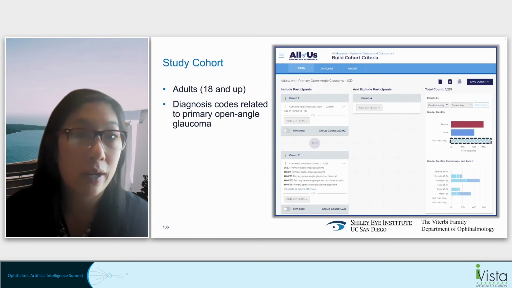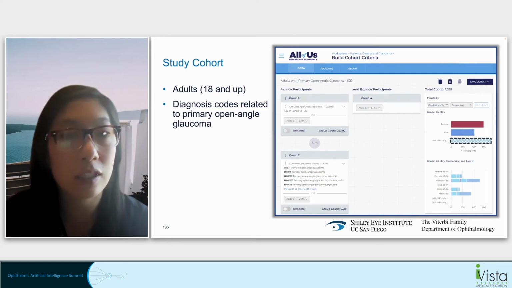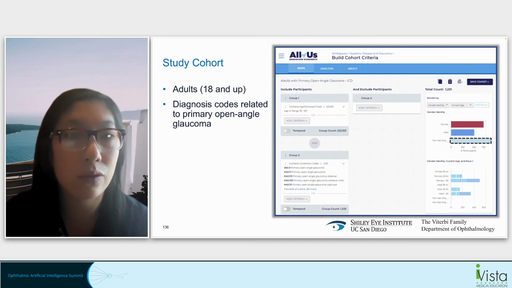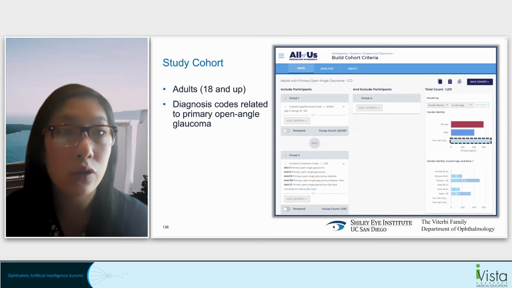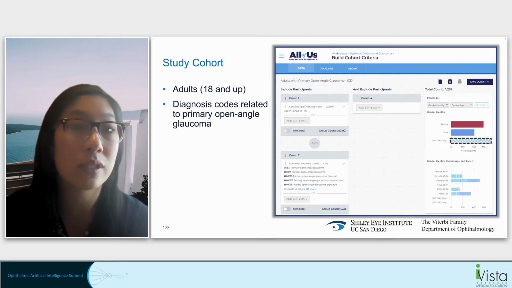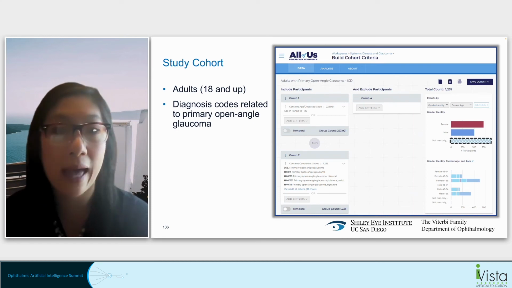So our study cohort, as I mentioned, were adults with primary open-angle glaucoma. And this is a screenshot from the All of Us researcher workbench. And you can see that there's a pretty easy to use user interface that lets you clearly define inclusion criteria and exclusion criteria. You can indicate specific diagnosis codes. You can use lab values. You can include temporal criteria like this criteria 6 months before that one.